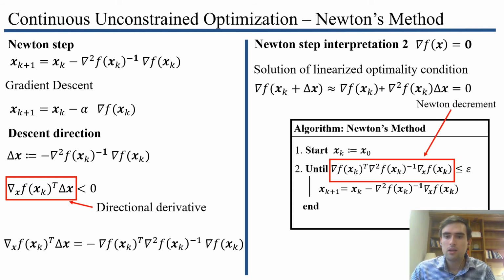Now, some little differences: most of the time you won't be using the gradient as a measure, but you will actually be using the Newton decrement, which is simply this directional derivative. And this is just a better measure of how close we are to the optimum, particularly for Newton's method.